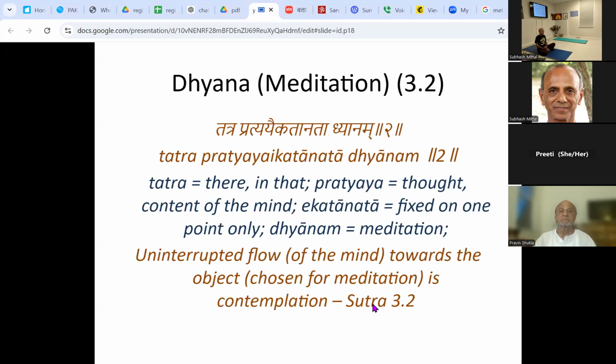And then the actual meditation, it says tatra pratyaya ekatanata dhyanam. That's the definition in Sanskrit. So let me explain what these words mean. The word pratyaya means the content of the mind, whatever is in the mind at any given time. You could have anything in the mind at any given time. So if I'm looking at Saurav, I have an image of his face in my mind. Maybe that's what I'm looking at.